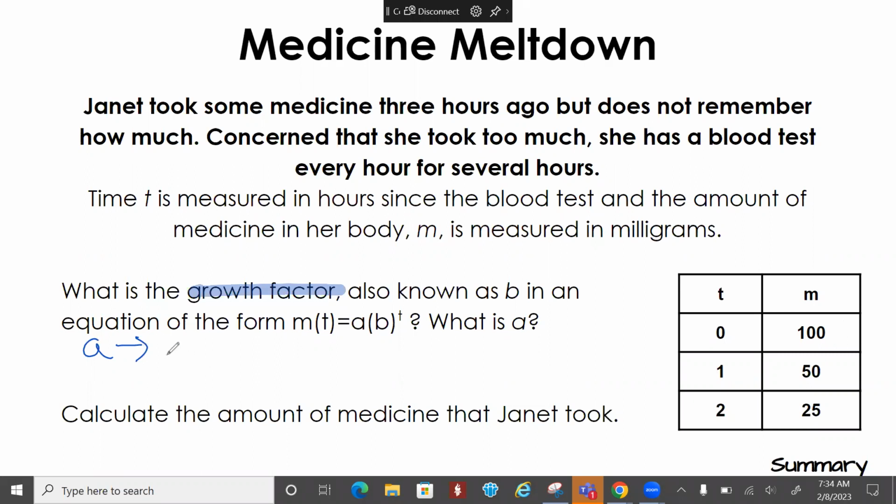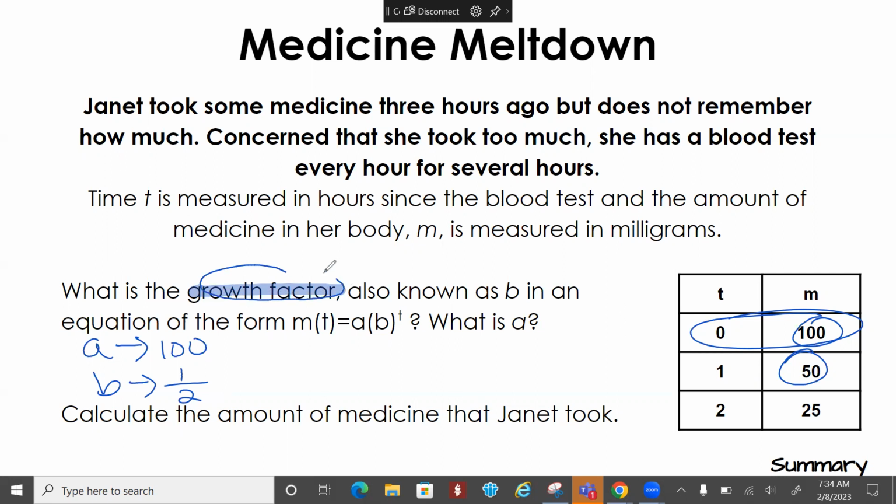It's 100. Okay, so that's going to be our y-intercept, right? B is going to be our rate. So it's going from one number to the next. So we went from 100 to 50. So what do we do here? Divided by 2. The way we write that out in fraction form is we say 1/2, right?